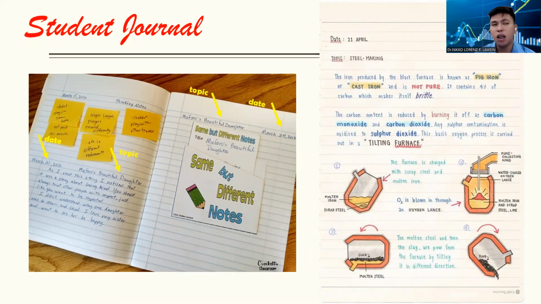You can investigate their levels of thinking. What are the difficult subject topics that they find hard to learn? Or what are the topics that they think they need to master more? Or what are the topics that are easy for them to understand? So, student journal.